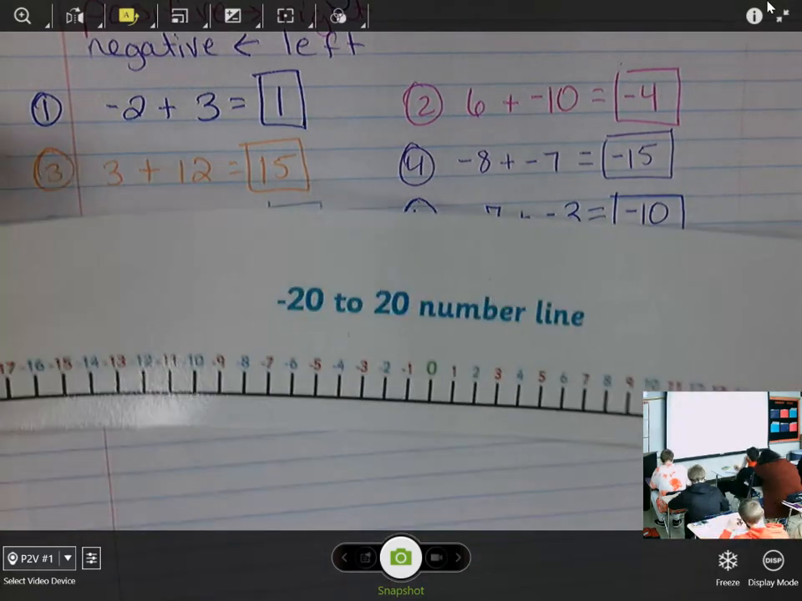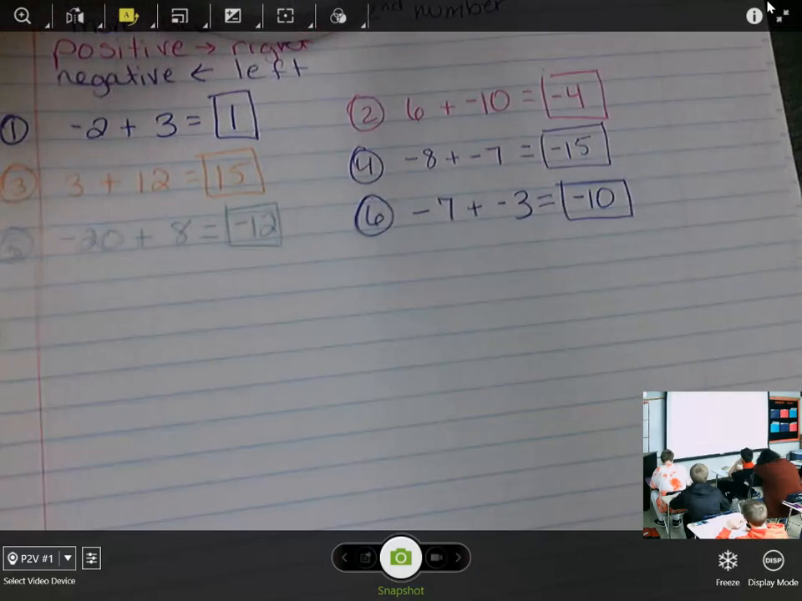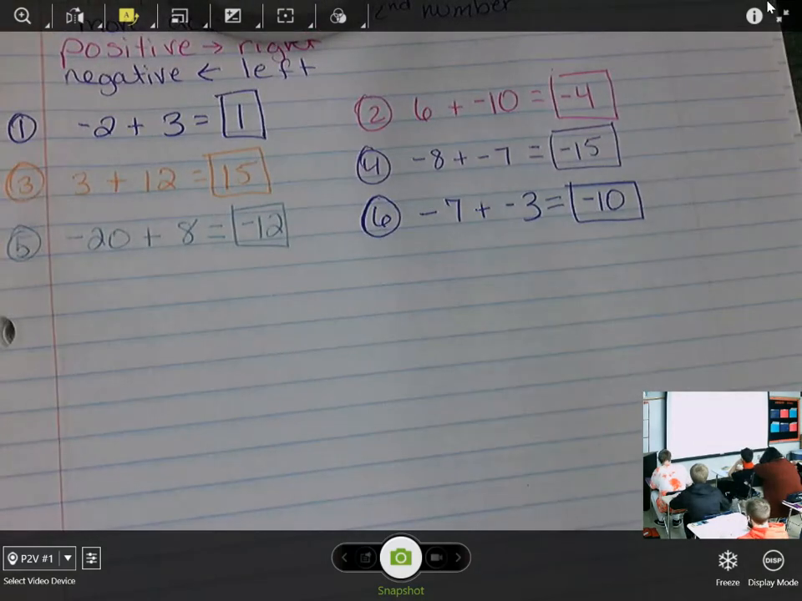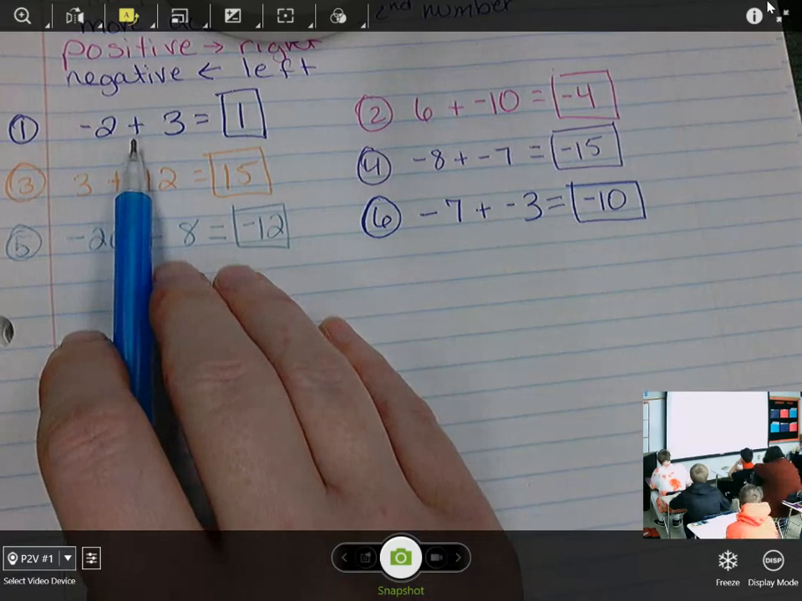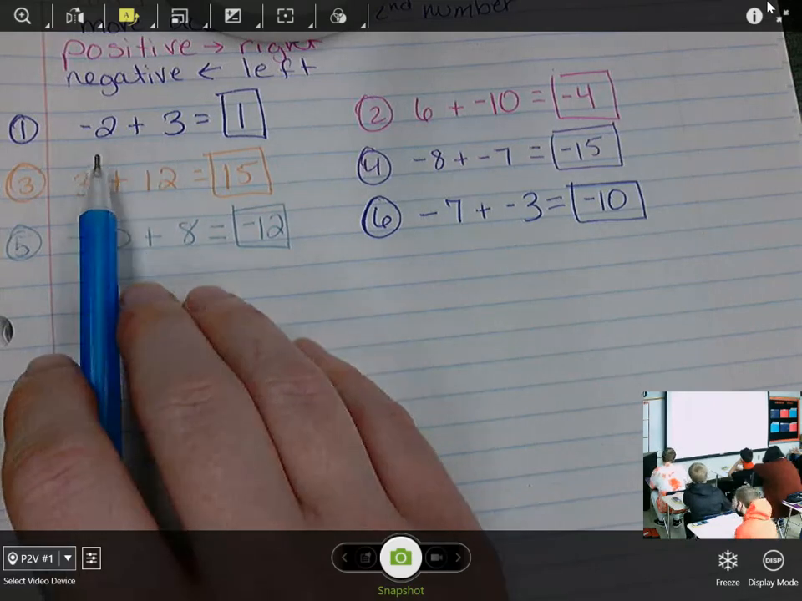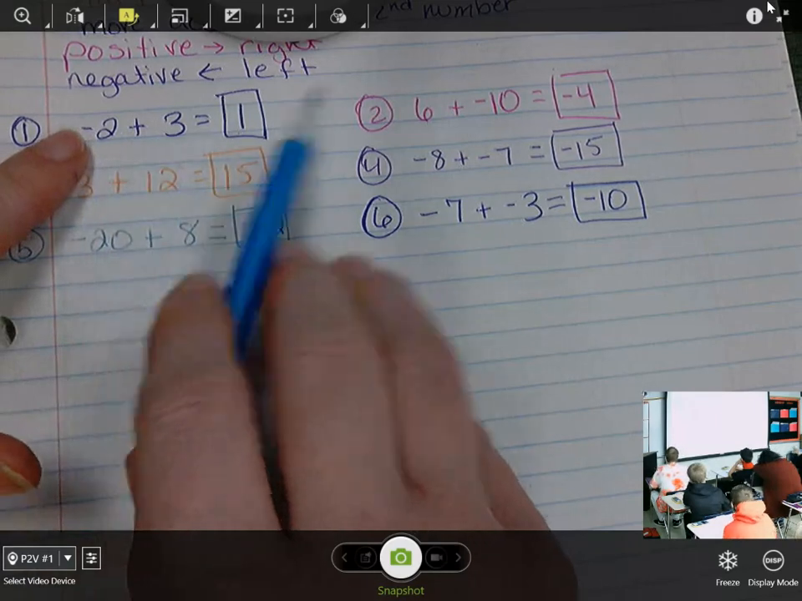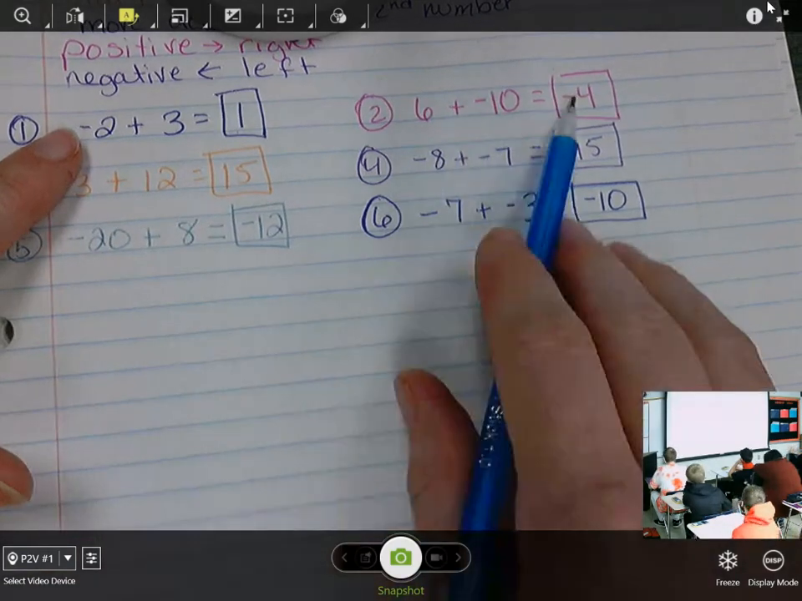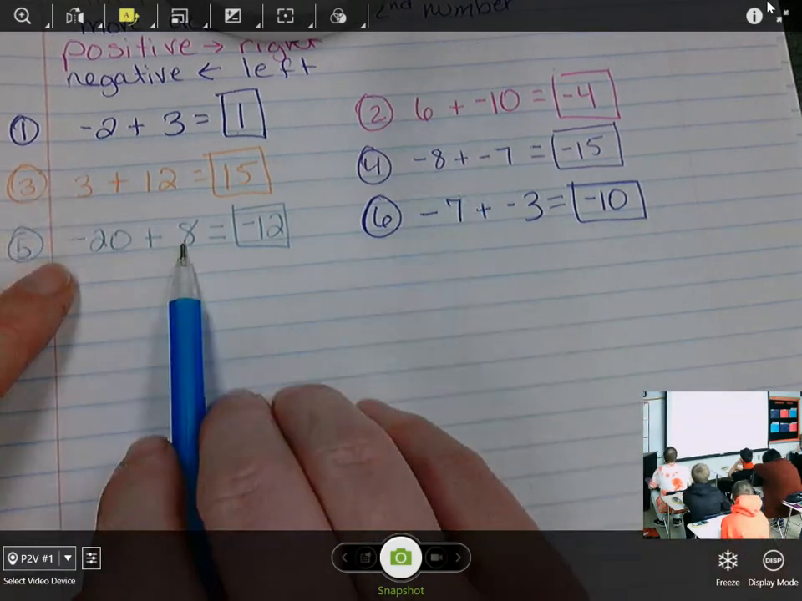Okay. Now what we're going to do is see if we can figure out some rules, because we're not going to have a number line with us every day. Look at the sign. See how this one was a negative and a positive, and then look at the answer. Negative, positive, answer.